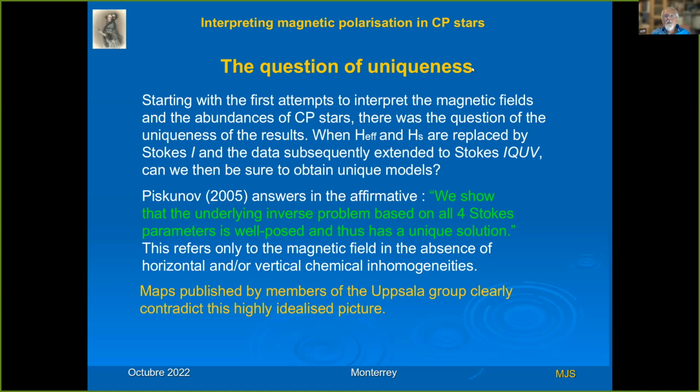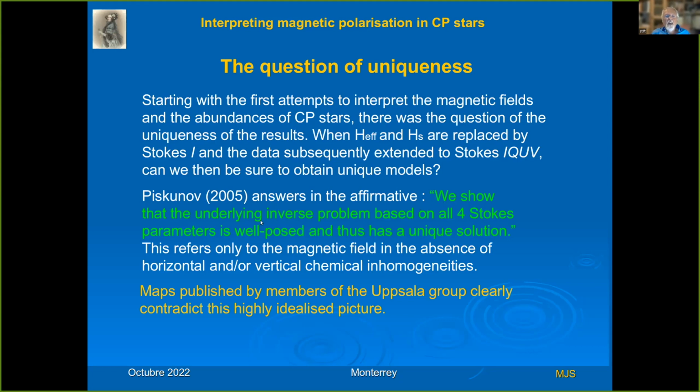solution with the help of Tikhonov. And so, as I showed at the beginning, when you have just HF and HS, and if later you add Stokes I, and then you extend it to Stokes IQUV, can we then be sure to obtain unique models? And back in 2005, Piskunov said, yes, we can.